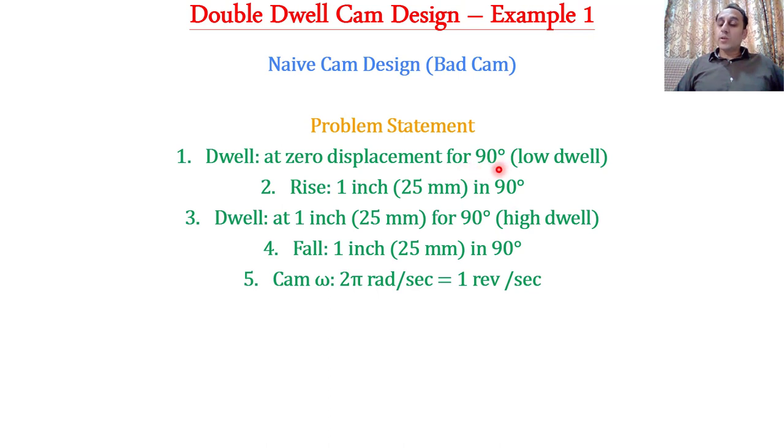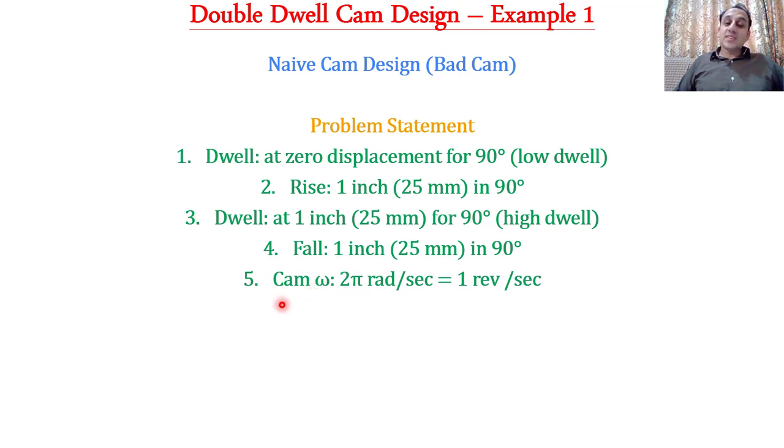So for the first 90 degree rotation of cam, there is no motion in the follower. For the next 90 degree rotation of cam, the follower will move from 0 to 1 inch position. For the next 90 degree rotation of cam, what will happen? There will be no motion of follower. It will maintain its position at 25 millimeter level. And for the last 90 degree rotation of cam, what will happen? The follower will move from 1 inch position to the bottom position, which is the 0 position or the datum point. So these are the four segments which we have.